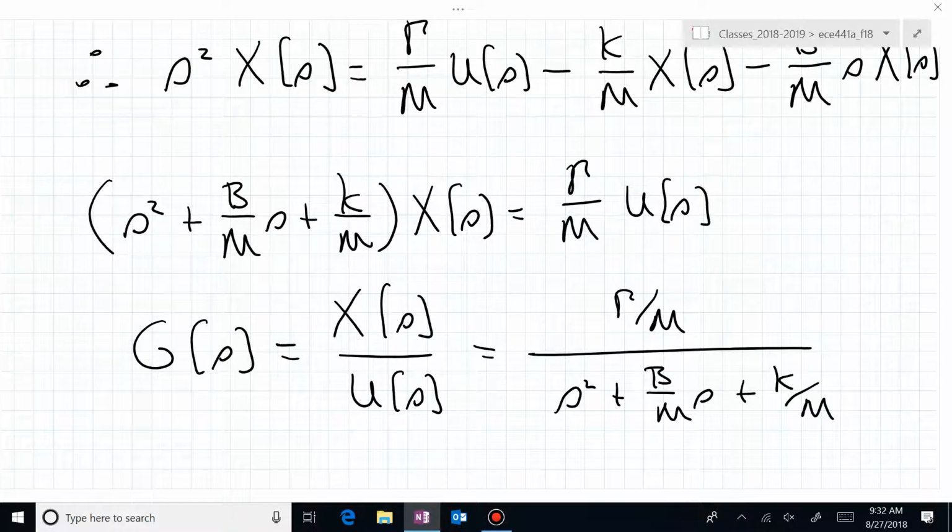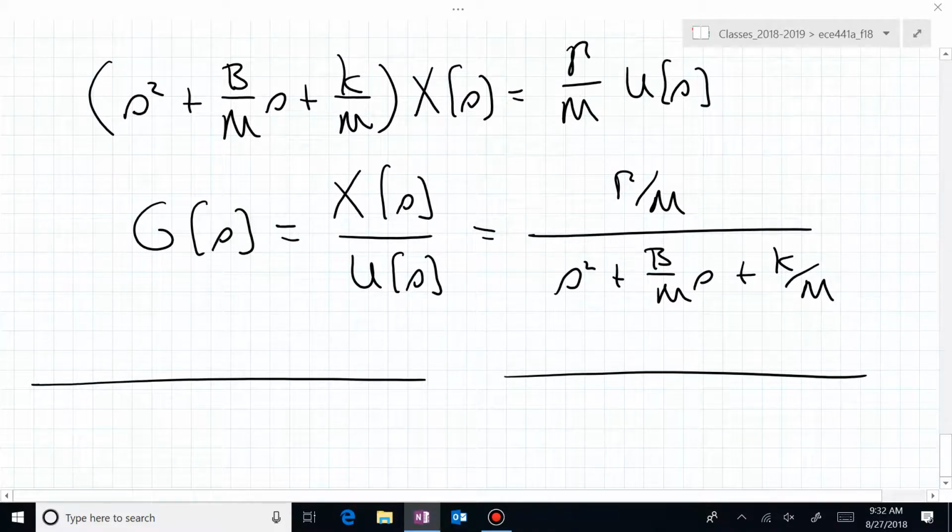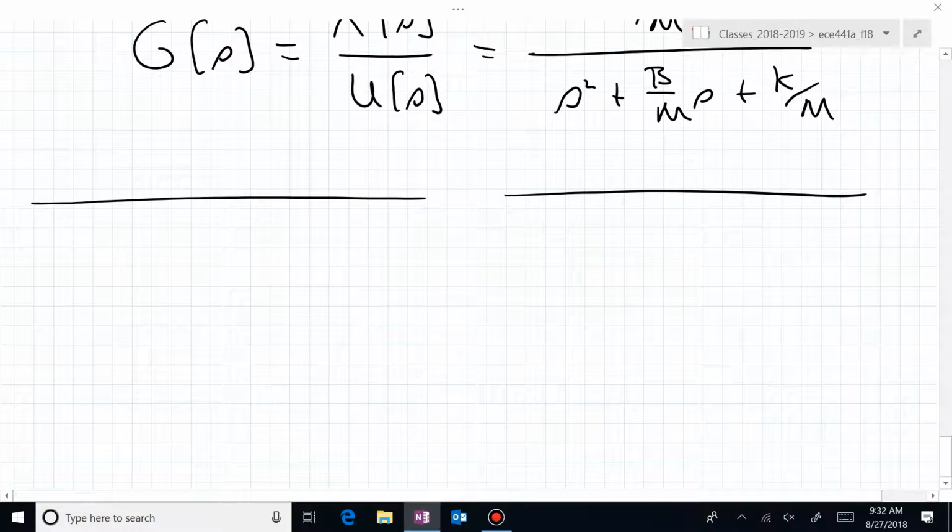Questions on that? We've now gone from differential equation to transfer function, and we just went from block diagram to transfer function. We want to do the next step, which is to go from state space, SS, to TF. So now we're going to do the state space.